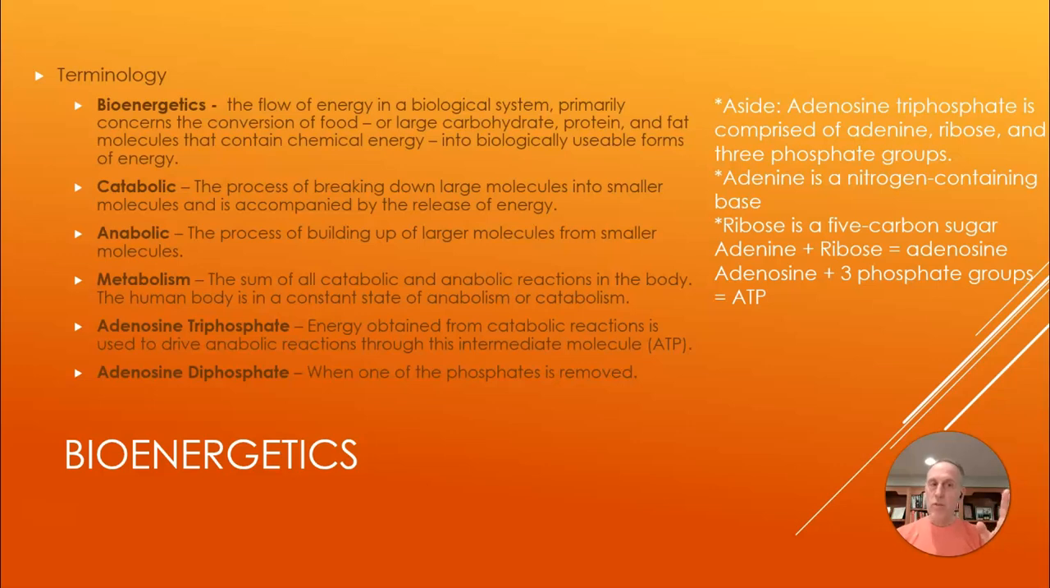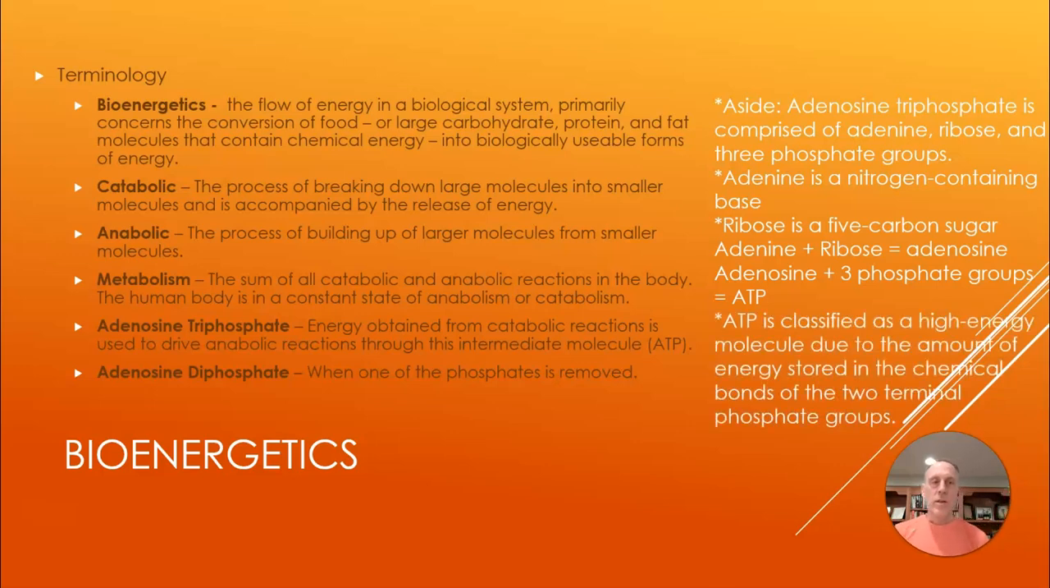There are a couple layers of complexity here. It's a high energy molecule. When we break one of the phosphate bonds in a catabolic reaction, it releases energy. It's classified as a high energy molecule due to the amount of energy stored in the chemical bonds of the 2 terminal phosphate groups. You'll even see adenosine triphosphate and adenosine diphosphate go back and forth in chemical reactions in the book.